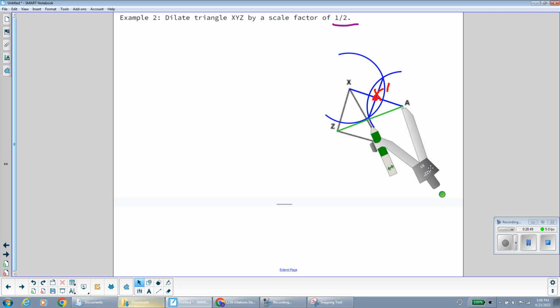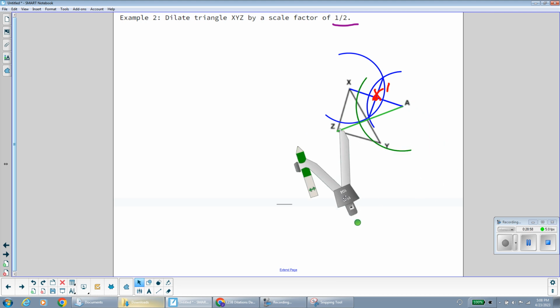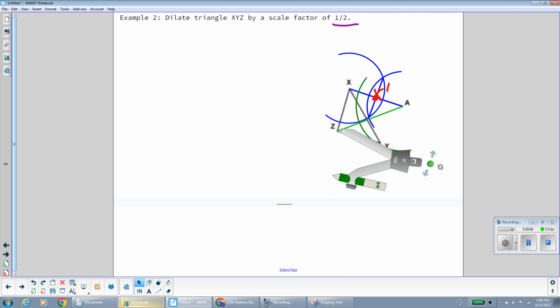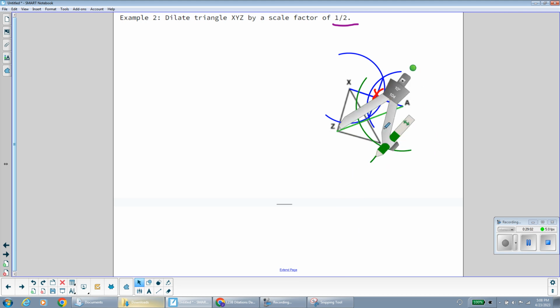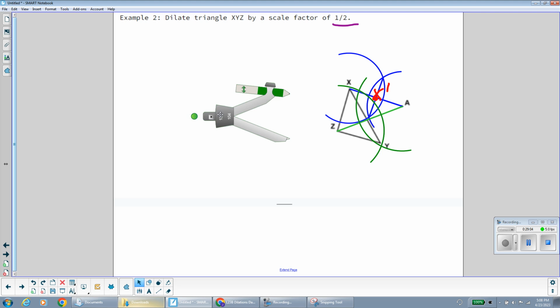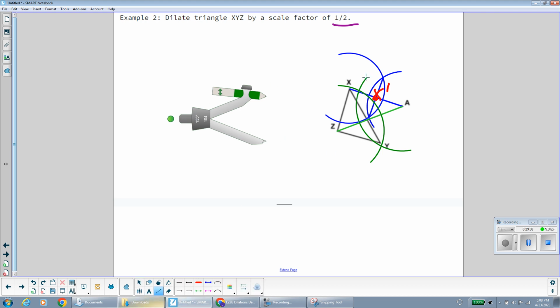I'm going to put my compass onto one of the endpoints, about halfway down, 3/4, it doesn't exactly matter. Then I'm going to move my compass over to the other endpoint and make the same arc using the same distance. And right through here is my perpendicular bisector. So that should be the point Z prime, that middle point.